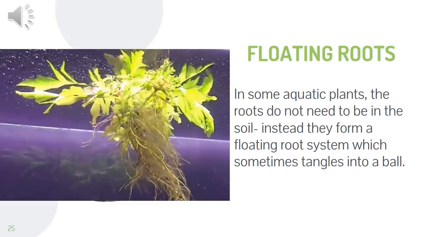Floating roots are a really interesting adaptation. In some aquatic plants, the roots don't need to be in soil. Instead, they form a floating root system, which sometimes tangles into a ball. Sometimes it's not a ball and the roots are just hanging, but oftentimes debris and other things get caught up into it and it ends up looking more like a mass or a ball. But a lot of kids think that plants have to have soil in order to survive, and in aquatic plants, that's not always the case because some of them are not rooted down, they're actually the entire plant is floating.